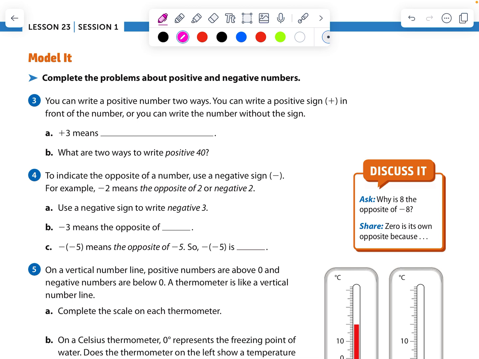So, number 3, you can write a positive number 2 ways. You can write a positive sign in front of the number, or you can write the number without the sign. So, a plus 3 means positive 3, or just 3. Okay, that's another example of invisible math, where we don't write the positive sign. It's just assumed positive. We know it's there, we just don't have to write it. What are 2 ways to write positive 40 then? We could either write it with a plus 40, or we could just write it as 40.